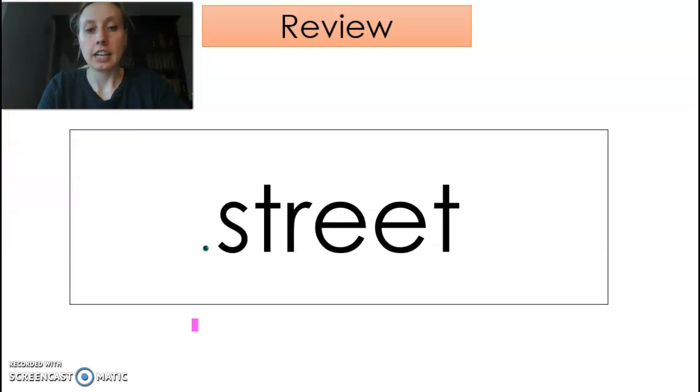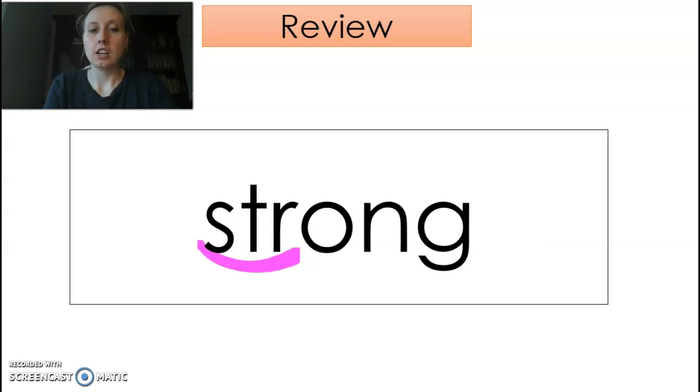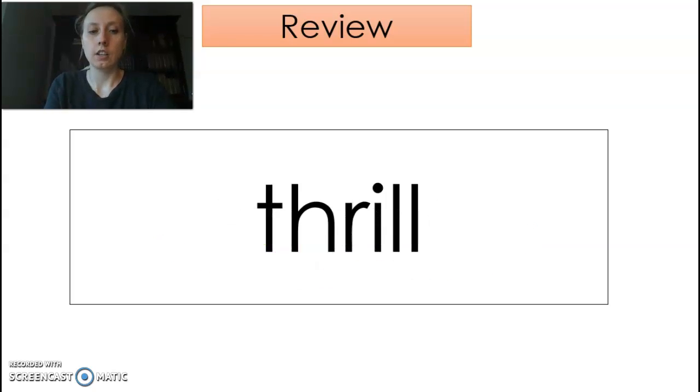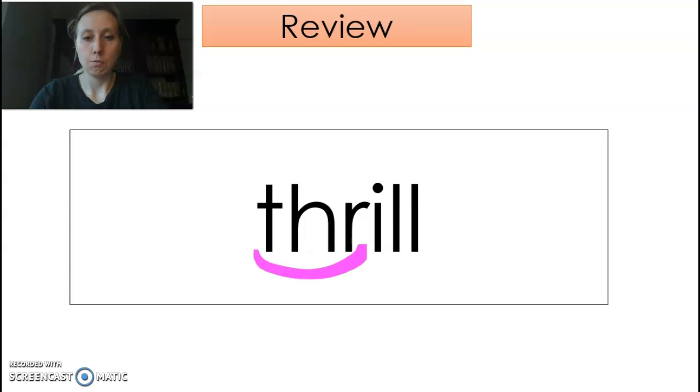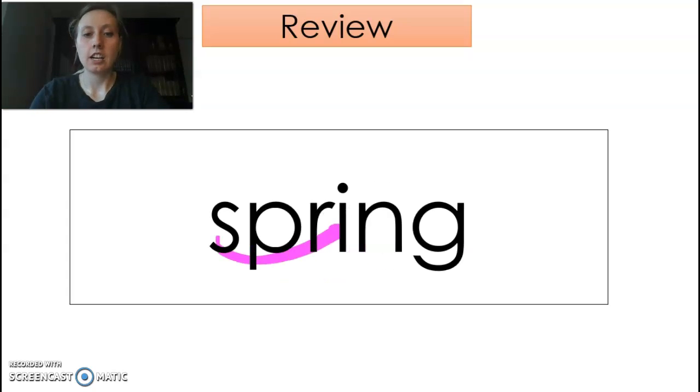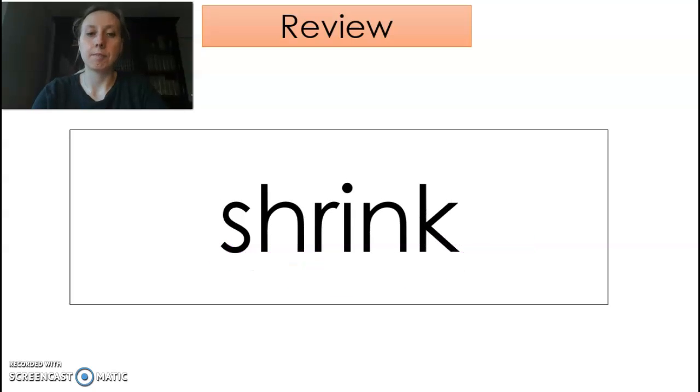Okay, now because this is our 4th day doing this, I am going to underline it and have you read it after 3 seconds. And we're going to kind of be moving a bit faster because this is our 4th day. 3, 2, 1, street. 3, 2, 1, strong. 3, 2, 1, thrill. 3, 2, 1, spring.